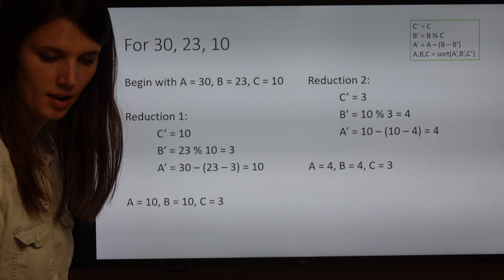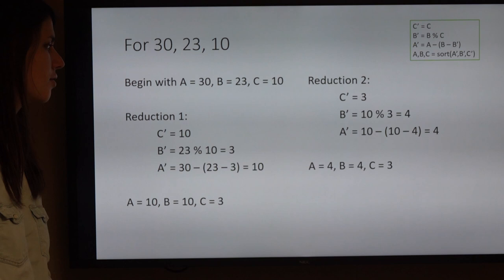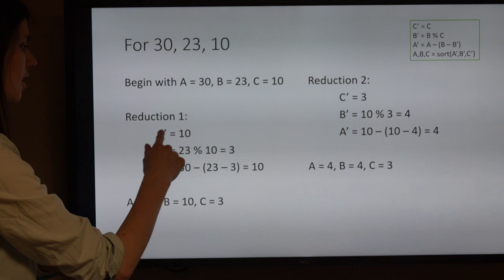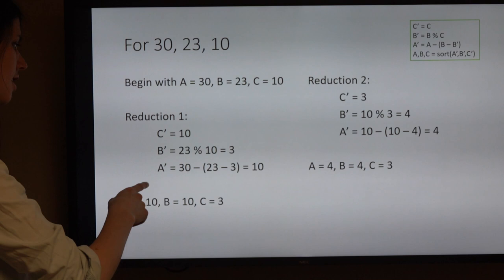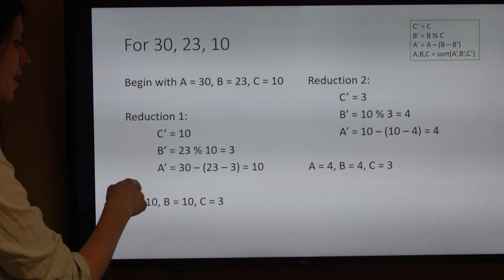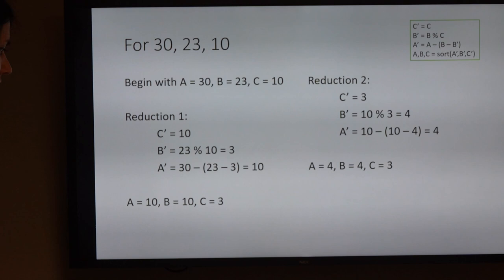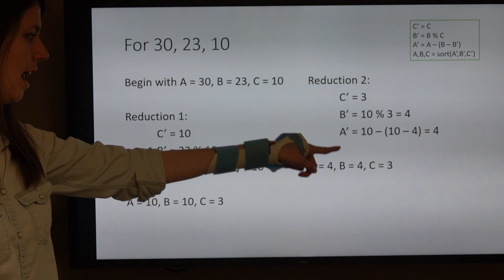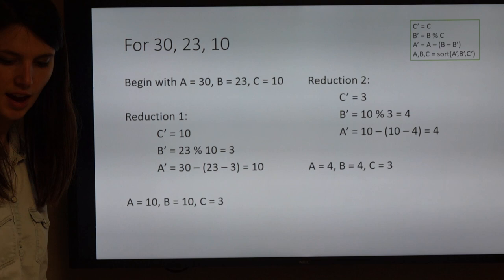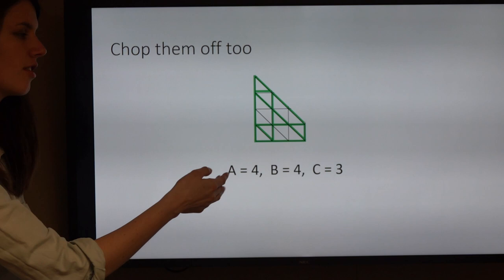So here's an example for the problem we were talking about. We begin with A equals 30, B equals 23, and C equals 10. And then we reduce. So we say, okay, C prime equals 10, following our formula up in that corner. And then B prime equals 23 mod 10, which is 3. And then A is equal to 30 minus 23 minus 3, which is 10. So then we have these three numbers and we sort them and we end up with A equals 10, B equals 10, C equals 3. And then we perform the reduction a second time and end up with A equals 4, B equals 4, C equals 3. And I just wanted to point out that, of course, we can see that this problem is not solvable either because there are things that we couldn't hit.